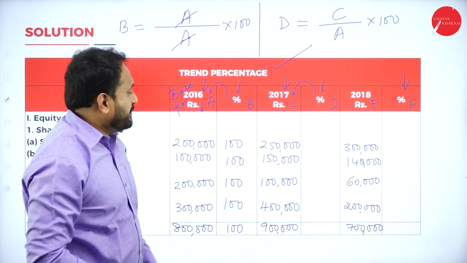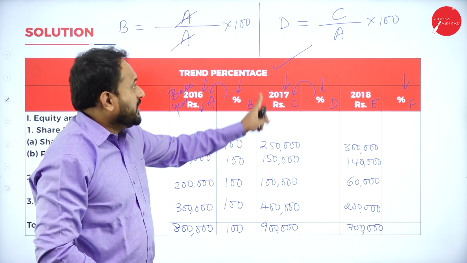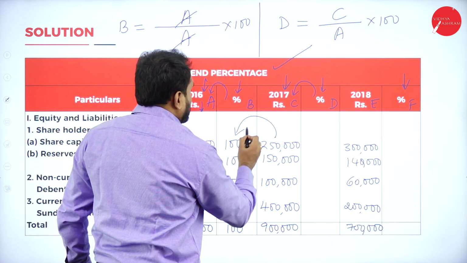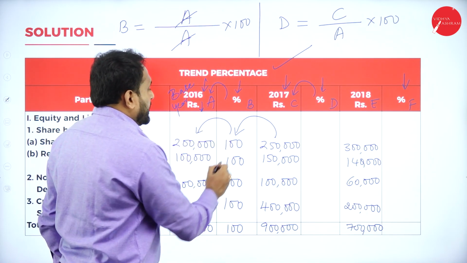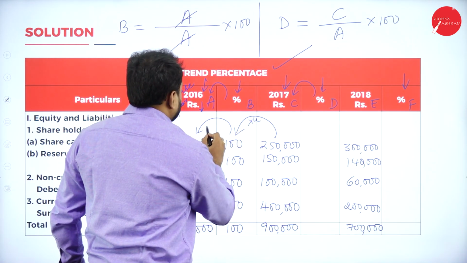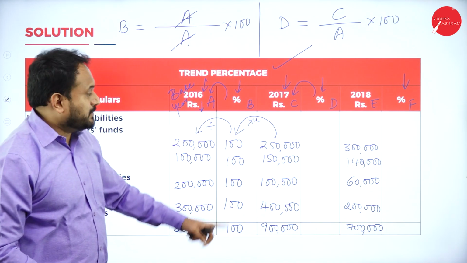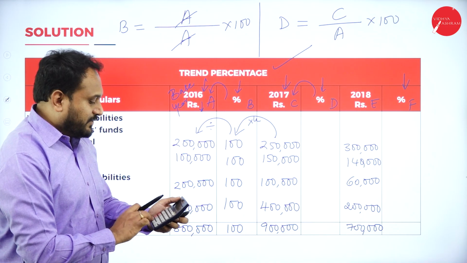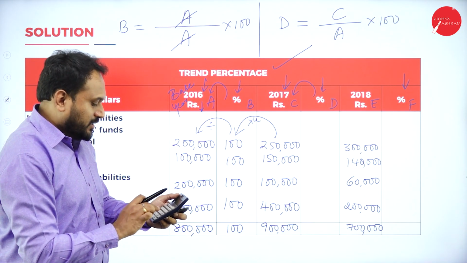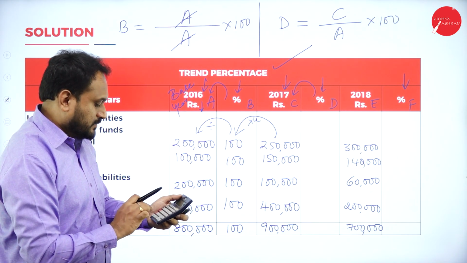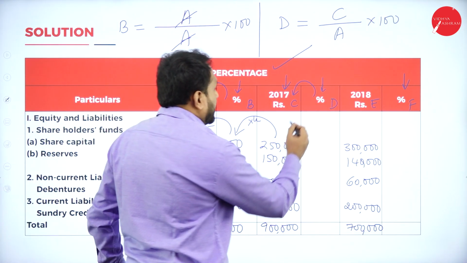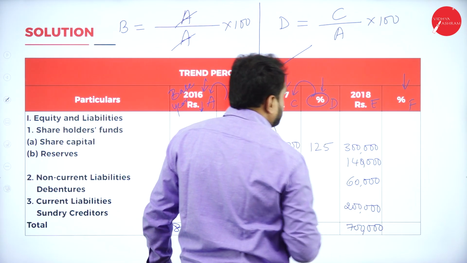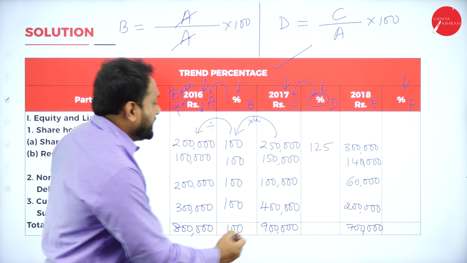Now what exactly will happen? 2,50,000 into 100 divided by 2 lakh. Here you will multiply, here you will divide. So that is what you are supposed to do. So we will go with 2,50,000 into 100 divided by 2 lakh. 125. See here percentage is already given, so I will not write percentage, I will write here 125. Easy? Done.